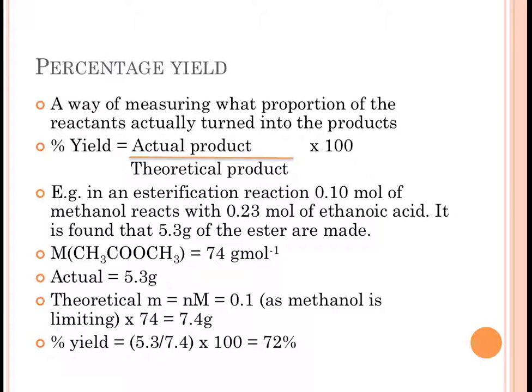So theoretically we could make 7.4 grams. Our percentage yield then would be 5.3 over 7.4 times 100, so we got a 72% yield, which is pretty good actually.